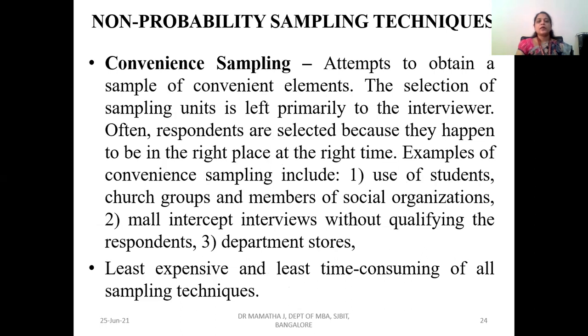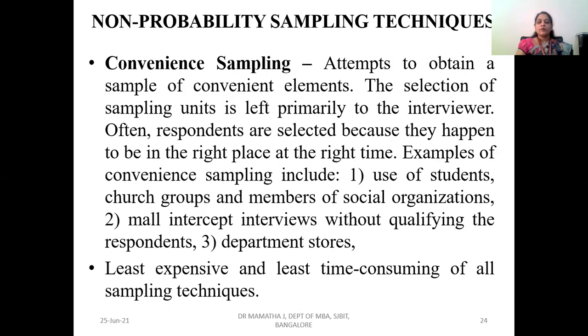The first one is convenience sampling. As the name itself says, convenience in the sense as per the convenience of the researcher, as per the convenience of the respondents, and also based on the availability of the respondents. When a researcher wants to draw the sample, sometimes it is very difficult to draw the samples exactly as if we go by systematic sampling or simple random sampling. At that time, you can go for convenience sampling.